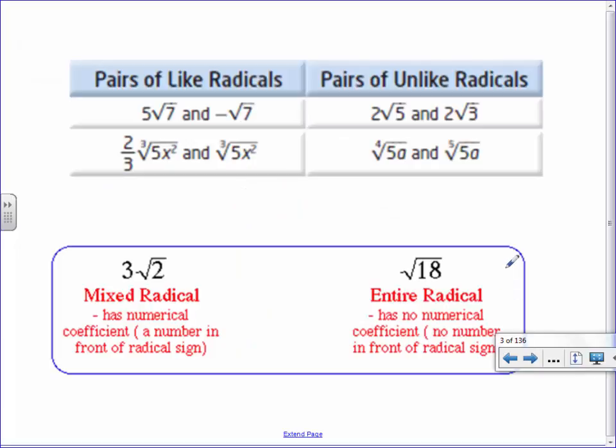Okay, one of the things we learned last year, the year before that, is how to work with mixed radicals and entire radicals. You can have a number in front as a coefficient, or you can have the radical be just an entire thing underneath the square root sign. Do you guys recall how to convert between these two things? Okay, quick review then.